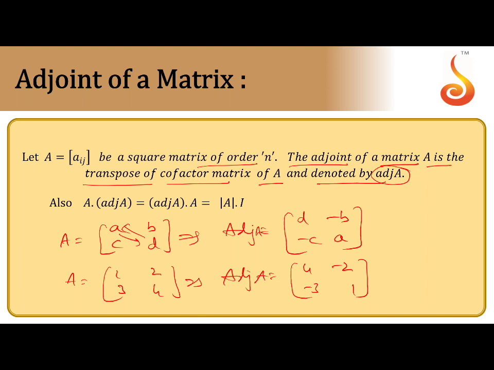I hope that is clear. If it is a 3 by 3 matrix, find each element's cofactor and take the transpose of the matrix to get the adjoint. And there is a standard property: A into adj A equal to adj A into A equal to det A into I. Sometimes in the exam they give matrix A and ask the value of A into adj A, with options like 2I, 3I, 4I, 5. It is just det A into I. Find the determinant times I to get the answer directly without finding the adjoint. I hope this is clear.